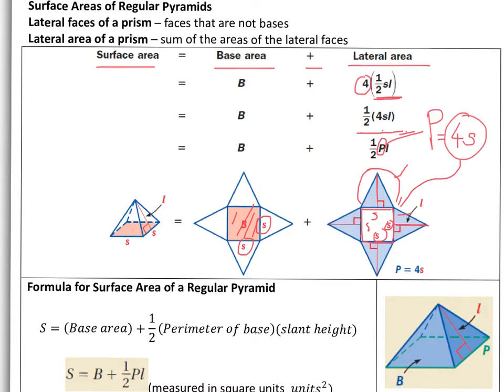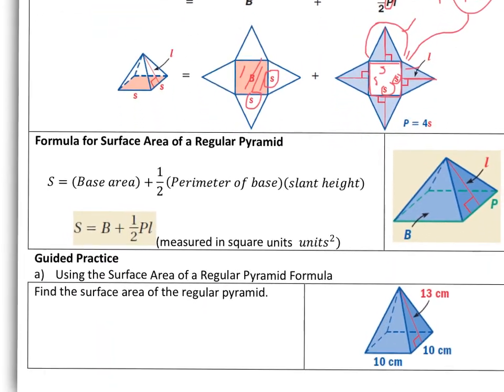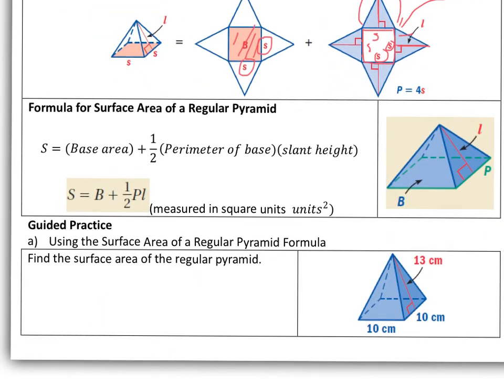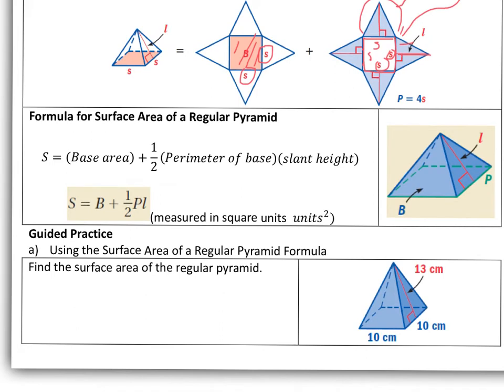So to summarize this, the formula for the surface area of a regular pyramid would be the base area plus half times the perimeter of the base. Remember, P equals 4S. P just stands for perimeter. I forgot to mention that earlier. Times the slant height. And again, this is measured in square units. All right. Now, we can practice this right now.